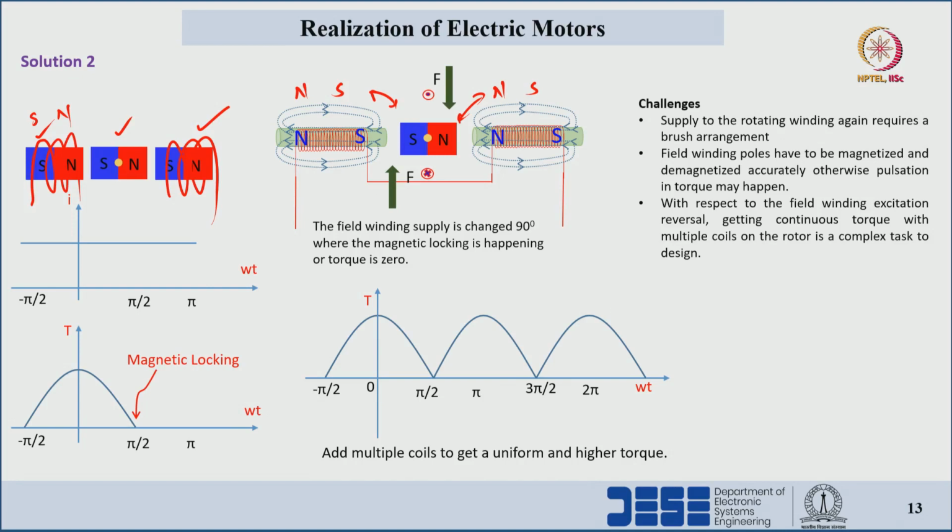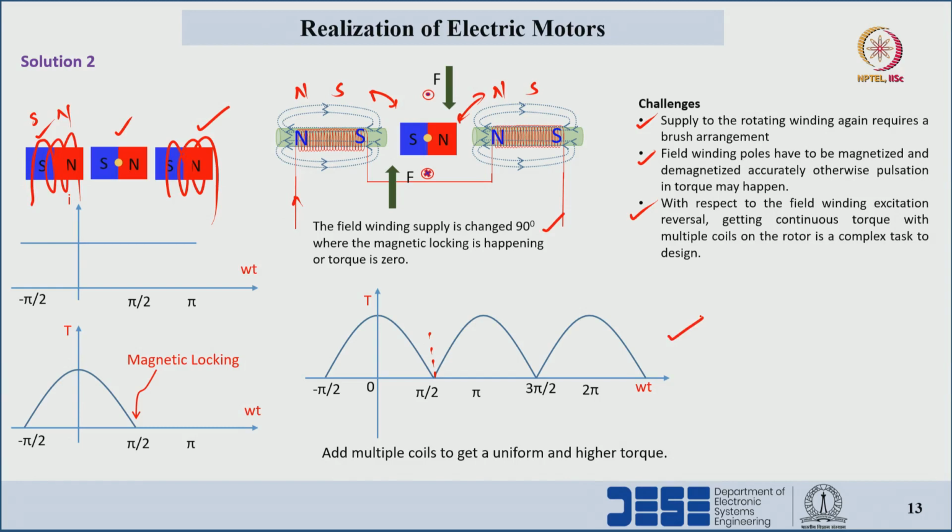But the challenges here are: to supply the rotor side winding or rotating winding, we again require a brushes arrangement, and on the field windings side we require a variable supply which has to be changed exactly at 90 degrees in order to get the positive torque or the symmetrical rotation. We have to change the current in the field winding side, that is the stator side, exactly at 90 degree intervals. And with respect to the field winding excitations, getting continuous torque with multiple coils at the rotor side is a slightly complex task, but it is possible.